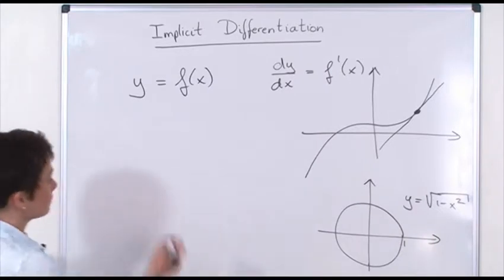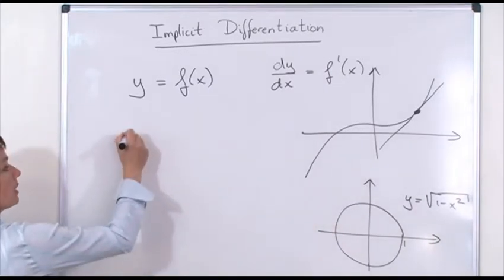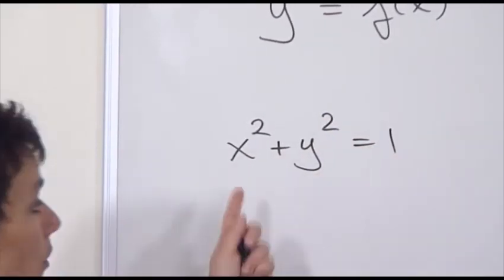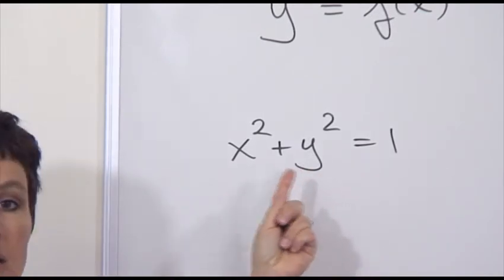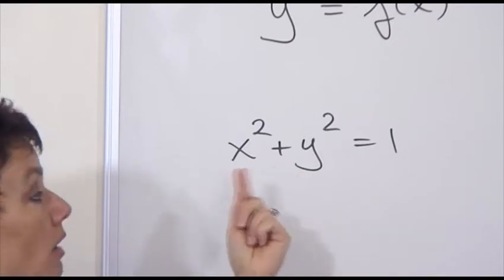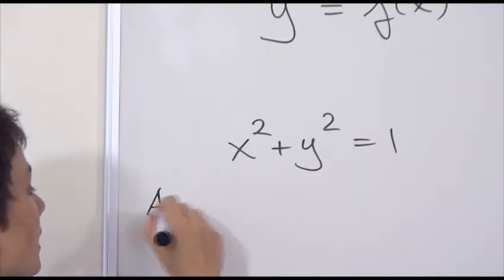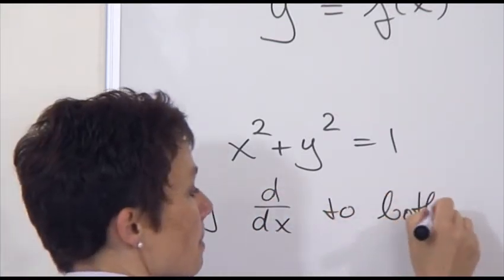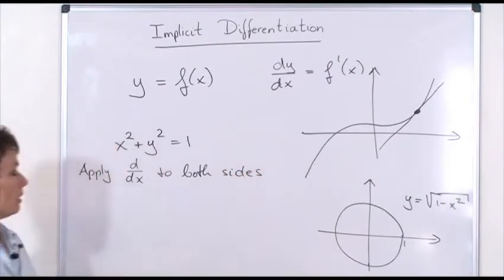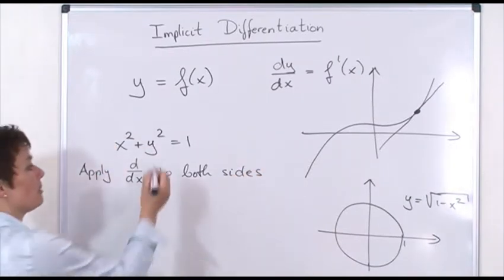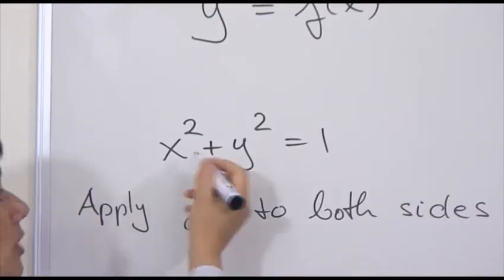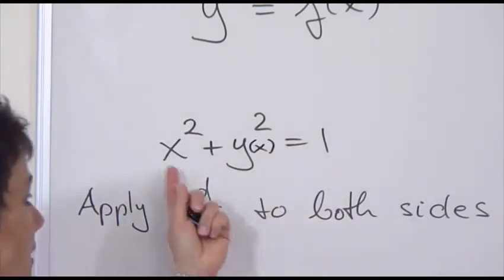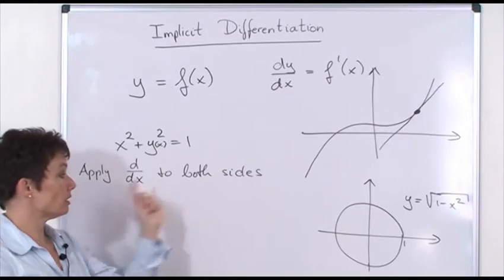So instead of that, if we take the basic equation of the unit circle, which is x squared plus y squared equals 1, we can simply differentiate both sides of this equation. That means we apply d by dx to both sides. While doing that, we'll keep in mind that x is our independent variable, and y is actually a function in x. So we treat these two variables differently as we differentiate here.